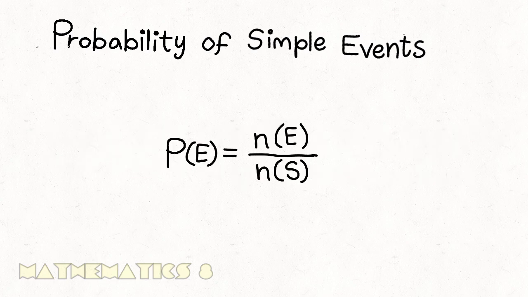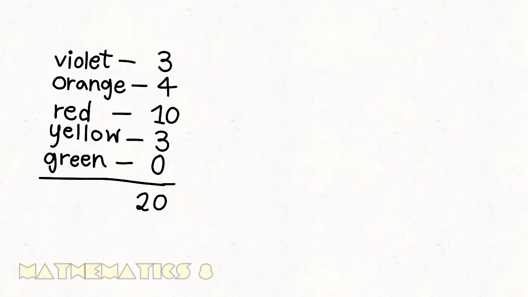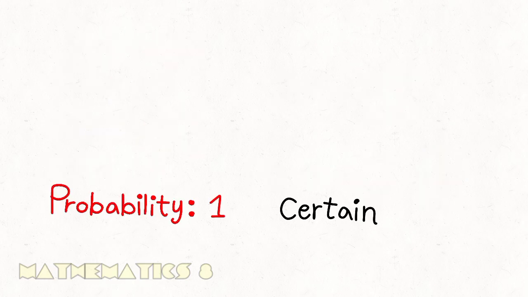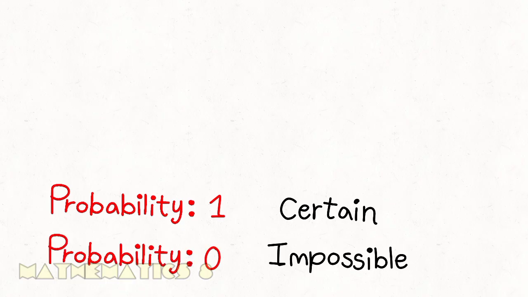P of E is equal to N of E over N of S, where E is the event, N of E is the number of favorable outcomes, N of S is the total number of possible outcomes. Certain refers to an event which has to happen. Chance refers to the likelihood or possibility that something will happen.